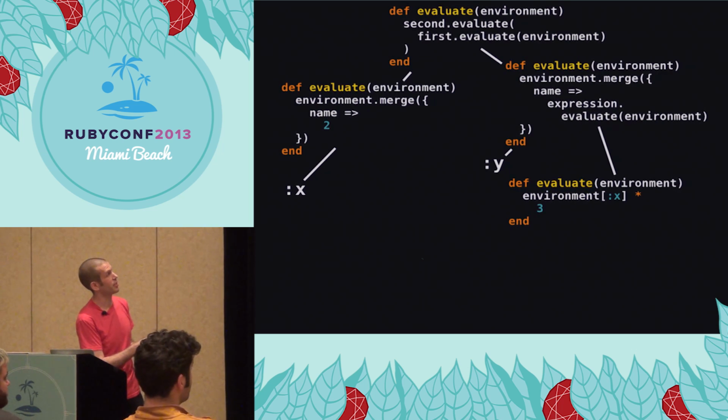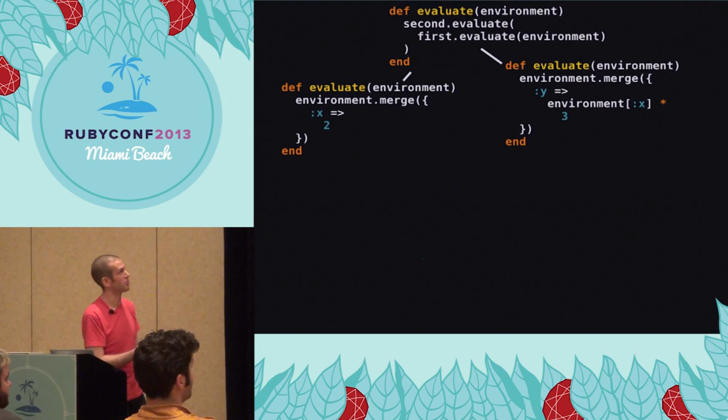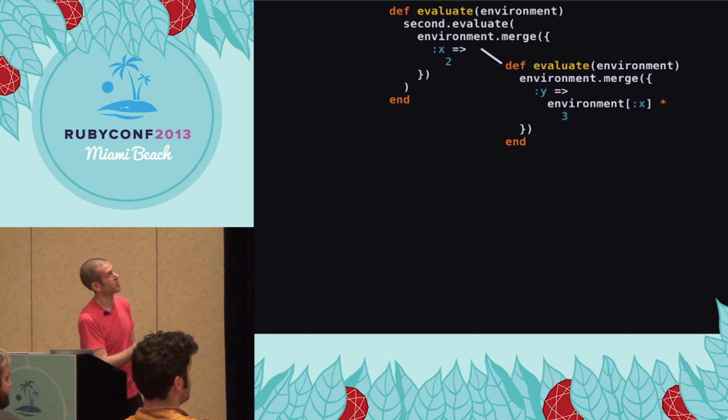And then again here we can see that the name is going to be x, the name here is going to be y, and the result of evaluating this expression is going to be environment x times 3, so we can inline all of that stuff. And then finally up here, we can see that evaluating the first statement is just going to be this environment.merge x maps to 2, and evaluating the second statement is going to be update the environment.